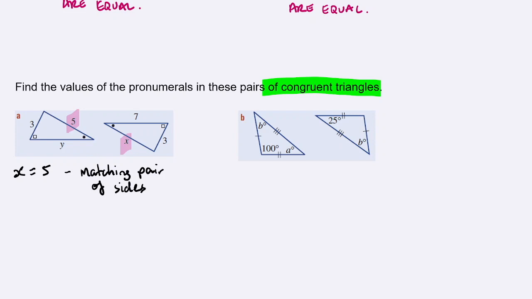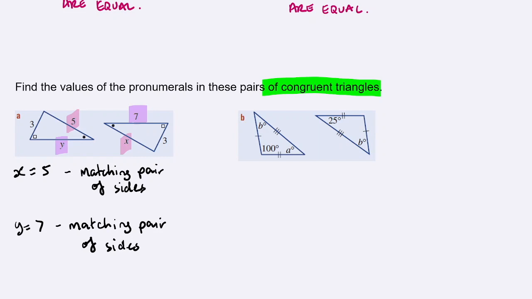Now, if I want to look at y, there's y. Its corresponding angle is over here. It's the 7. And it is the same reason as before. y equals 7, because they are a matching pair of sides. So that's that one discovered.